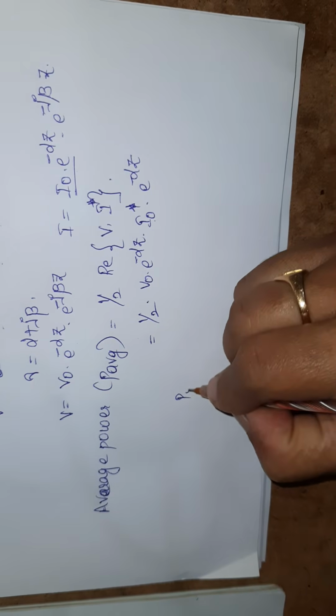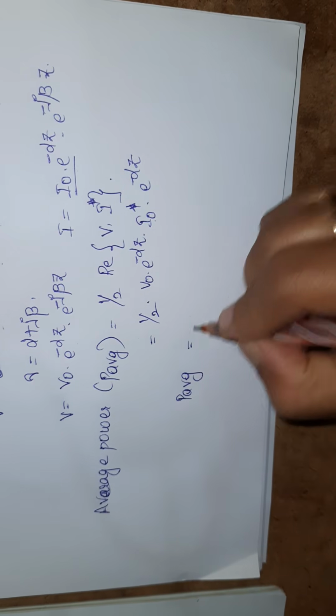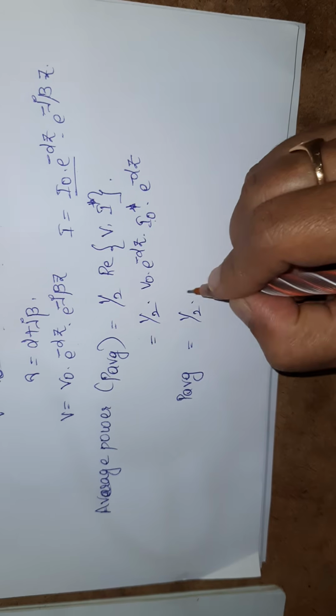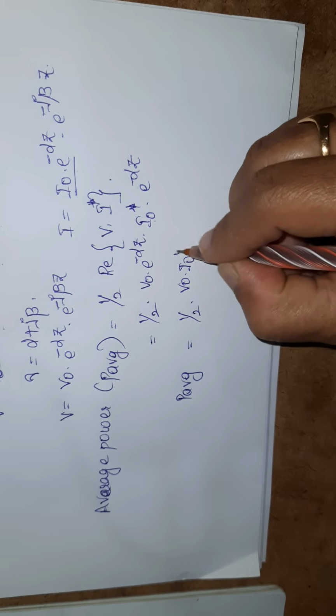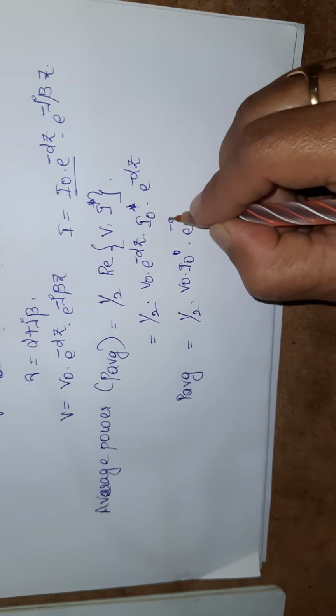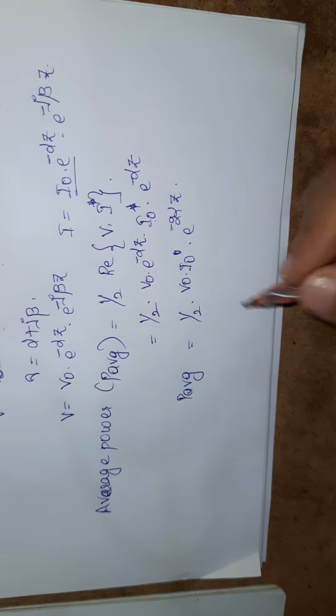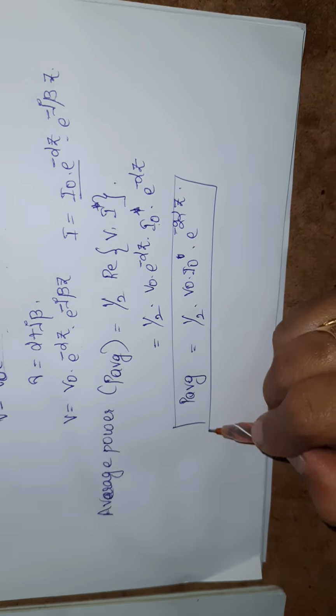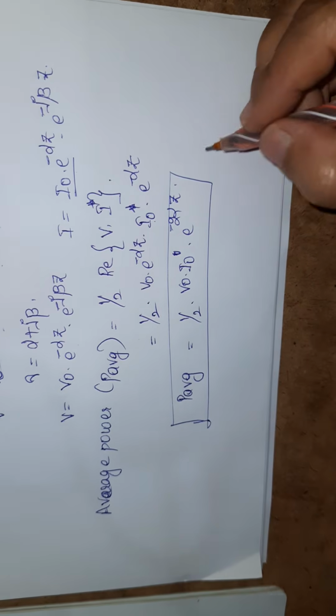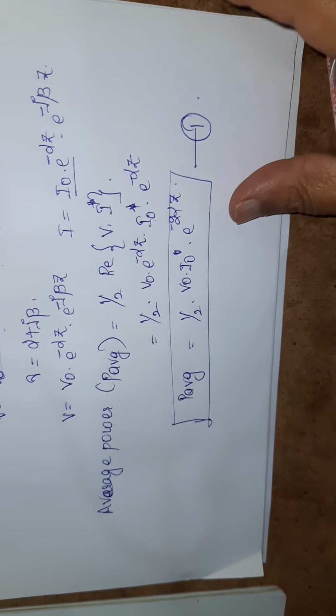So P average is equal to half into V naught I naught star e power minus 2 alpha z. This is the P average. Consider this as equation 1.